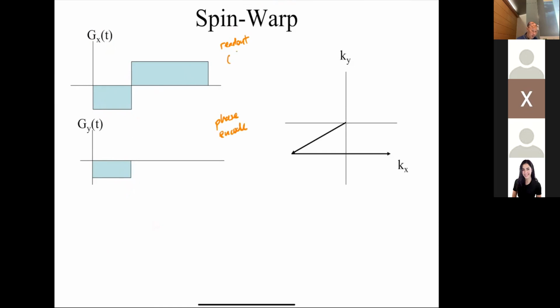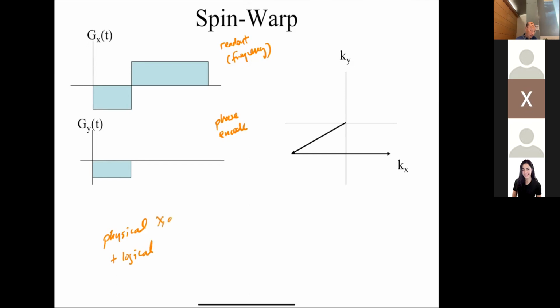And this is sometimes called the frequency gradient as well. Those are just the names in the MR literature, so if you hear someone talk about the readout gradient, by definition, it's always the X gradient. And the phase encode gradient, by definition, it's always the Y gradient.